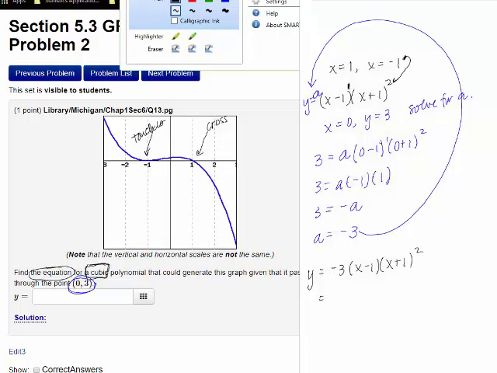And of course these could be in any order, so it might have been -3 times (x plus 1) perhaps first, however you came across them. If you put these zeros in order from left to right, that's fine as well.